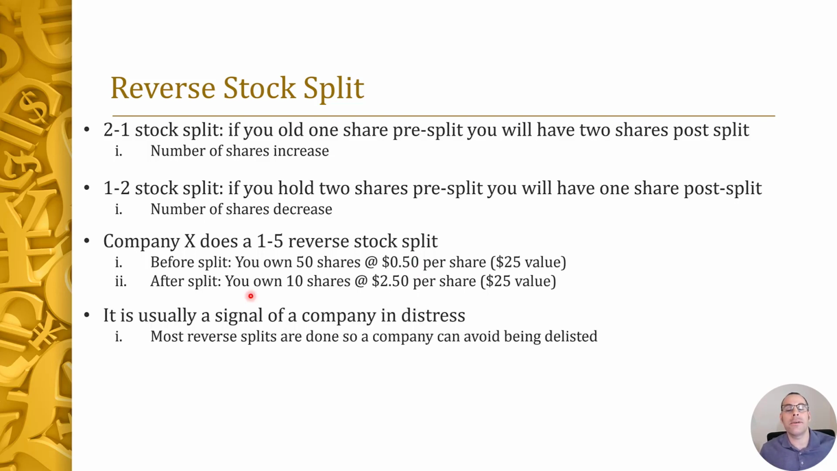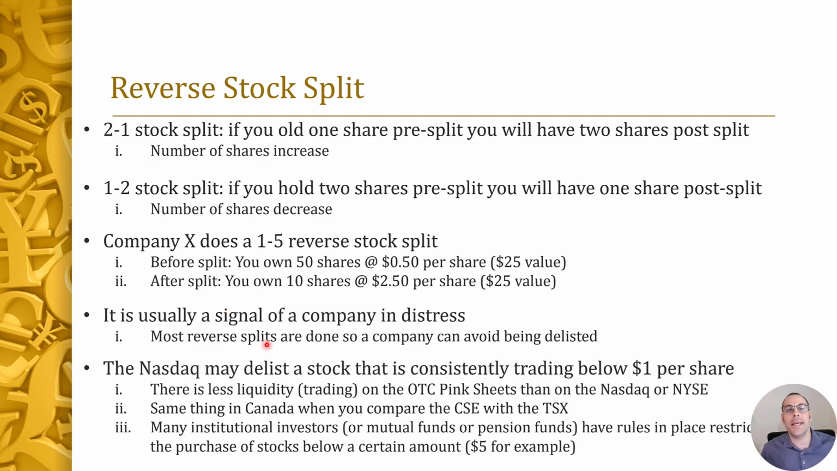When a company does a reverse stock split, it's usually a sign of a company in distress. Most reverse stock splits are done to avoid being delisted. For example, the NASDAQ may delist a stock that is consistently trading below $1 a share. When a company gets delisted, it doesn't mean they've gone bankrupt. You could still be a profitable company and be delisted.